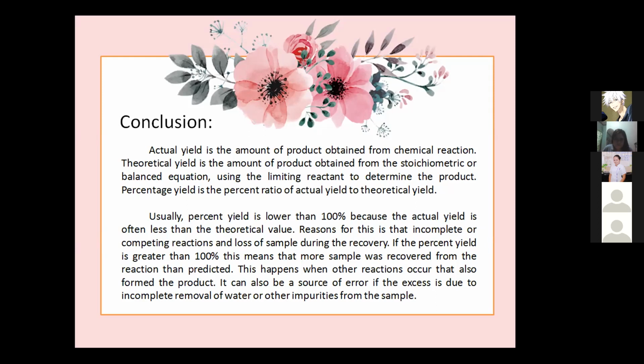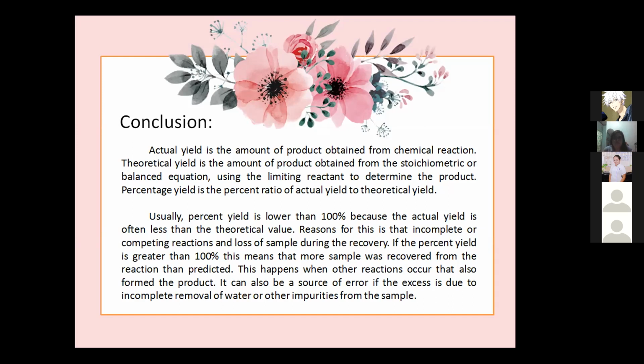The percentage yield is the percent ratio of the actual yield to the theoretical yield. Like what Claire said earlier, the percentage yield is equal to 84%, and the formula is actual yield over theoretical yield. Usually, percent yield is lower than 100% because the actual yield is often less than the theoretical yield. The reasons for this are incomplete or competing reactions and loss of sample during recovery.